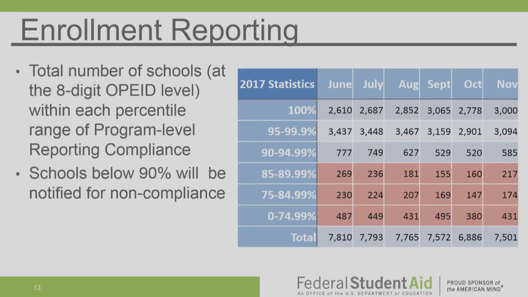We continue to struggle with schools who are not meeting our 90% threshold. So all of those numbers of schools reported in the red are all the schools that are still having issues reporting program level data to NSLDS. And again, we expect that at your 8-digit campus location, at your reporting level, 90% of the students on your enrollment rosters should have a program.